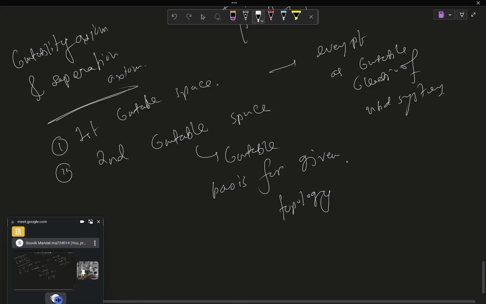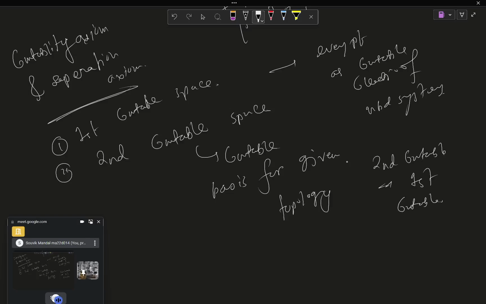Now, of course, second countable implies first countable, and this type of implication you need to keep in mind, but the converse is not true. There are some examples which we have already seen while taking the session. Right now I'm not going to do the same examples again and again because it really doesn't make any sense.